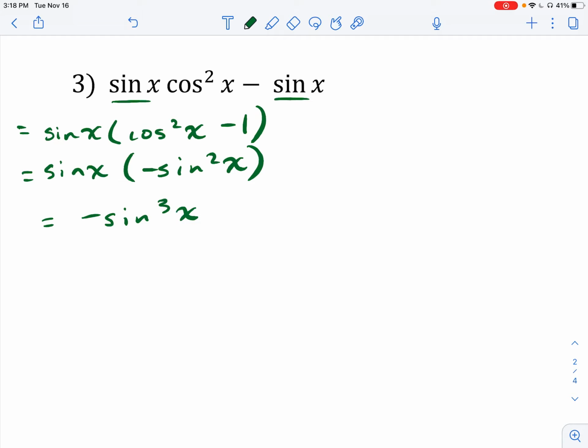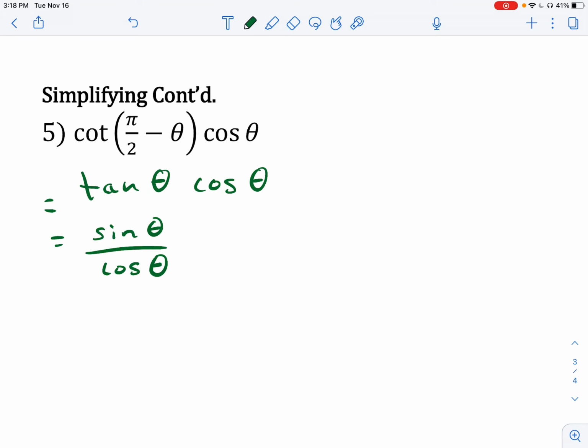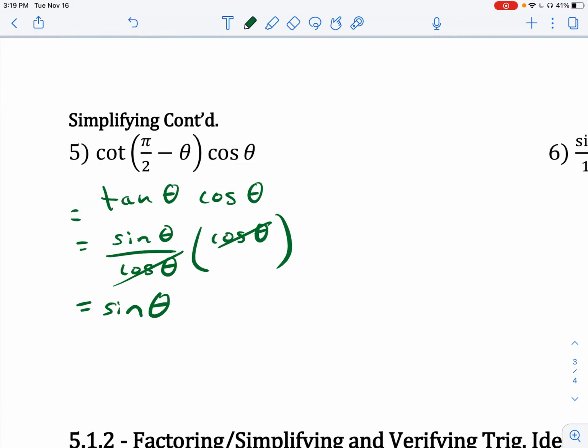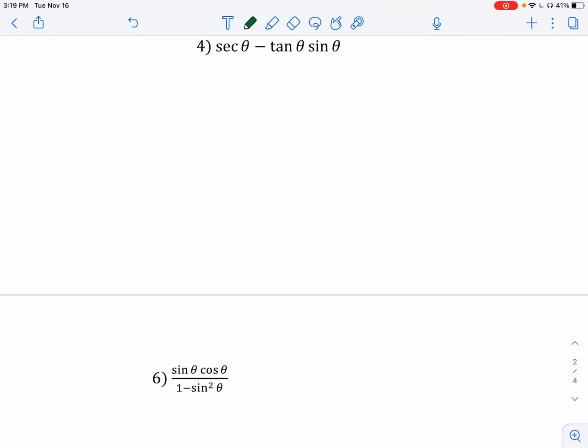All right, let's try a few more. Let's try something that involves, you guessed it, a cofunction. We know that the cotangent of pi over 2 minus theta is tangent theta, and we multiply that by cosine theta. And tangent can be rewritten as sine over cosine times cosine of theta. And there we go, we just have sine of theta. Okay? All right, so take a moment right now. You can also try these two problems here and check your solutions with what I have on Schoology, but we'll do more simplifying in just a moment.